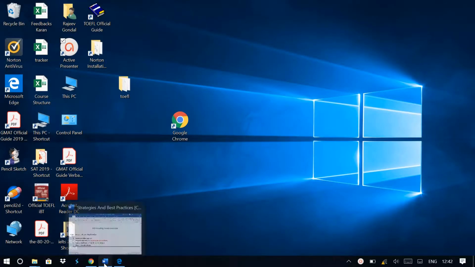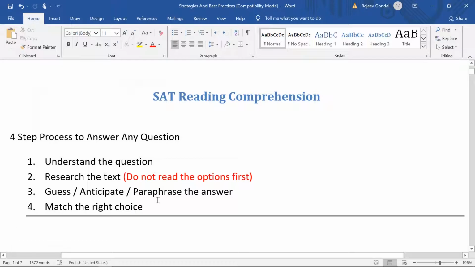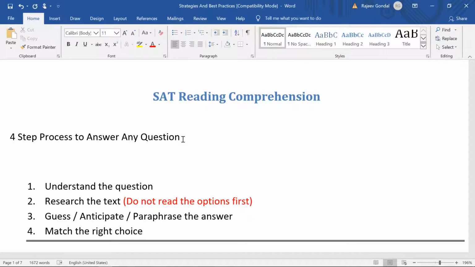Hello everyone, we are going to discuss some very important reading comprehension techniques. Before we start, I would request you to download this test paper. If you simply go to Google and write SAT test 8, you will be able to download the test paper from the College Board site, because we are going to refer to this.